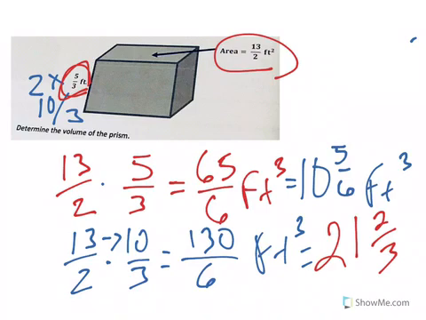Whatever you do to the height, if you double it, triple it, or make it 10 times bigger, then the volume will be doubled, tripled, or 10 times bigger. If you cut it in half, then the volume will be cut in half. Okay, we're going to call it quits there. We'll do some more examples in class.